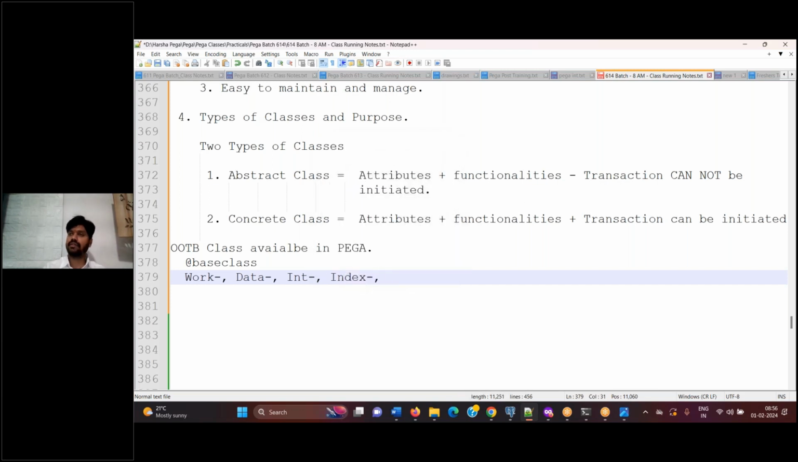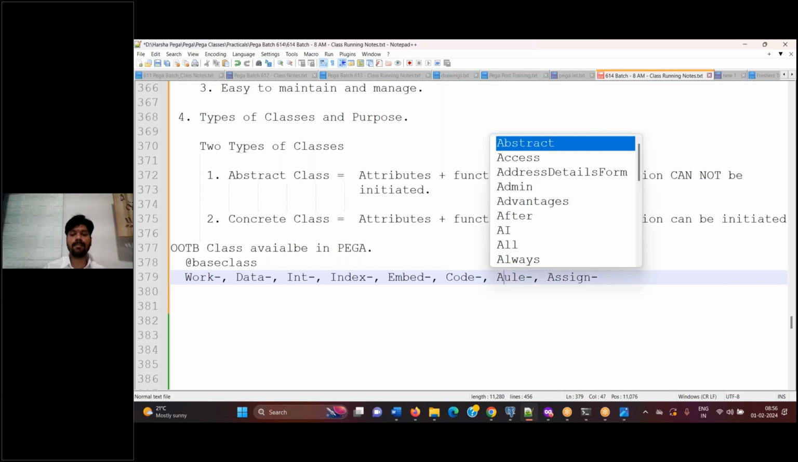Don't memorize it by heart. Just look at it and leave it. You'll remember automatically while we are using it. Okay: Index-, Embed-, Code-, Rule-, Assign-, like this. 14 topmost classes are there.